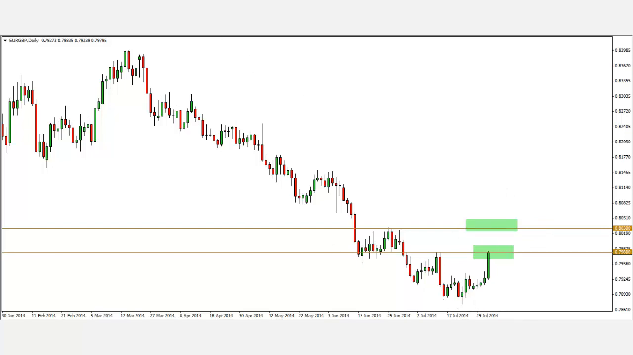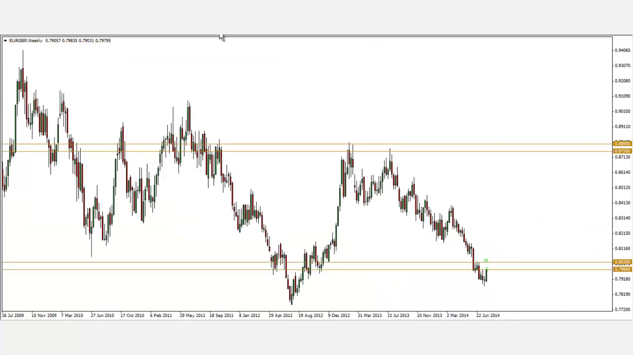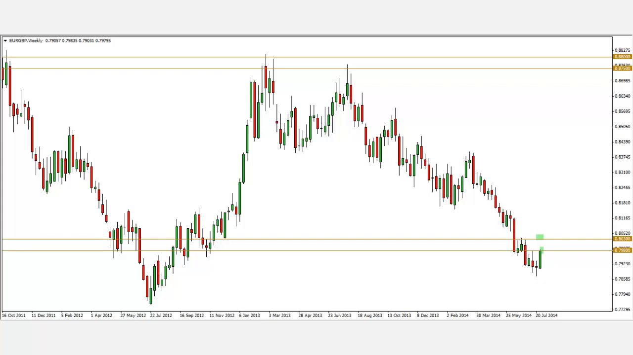Because looking at the macro picture, I zoom out a little. Sorry, use the weekly chart. You can see on the weekly chart, I still anticipate that price will eventually come up here, test and retest this swing low over here. So yep, that's my anticipation.